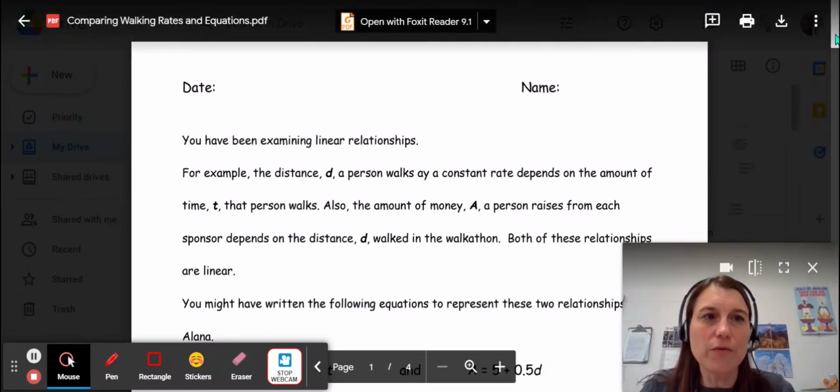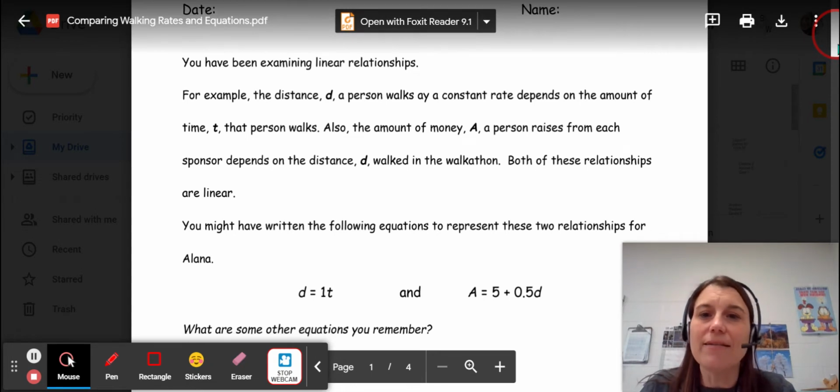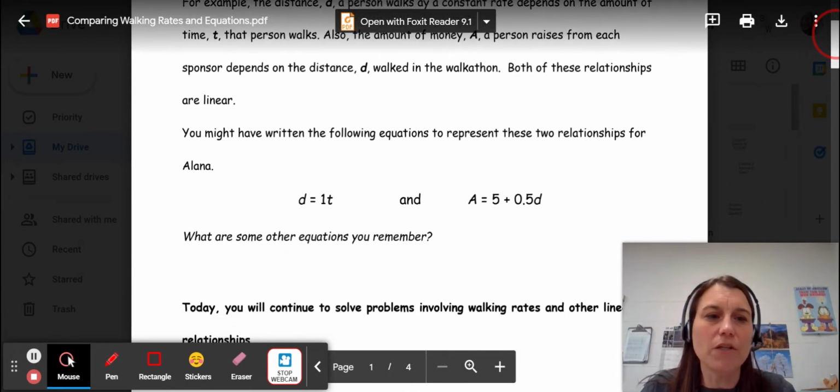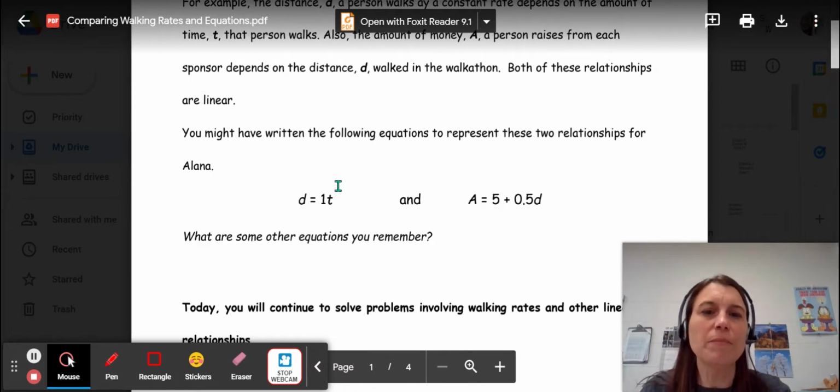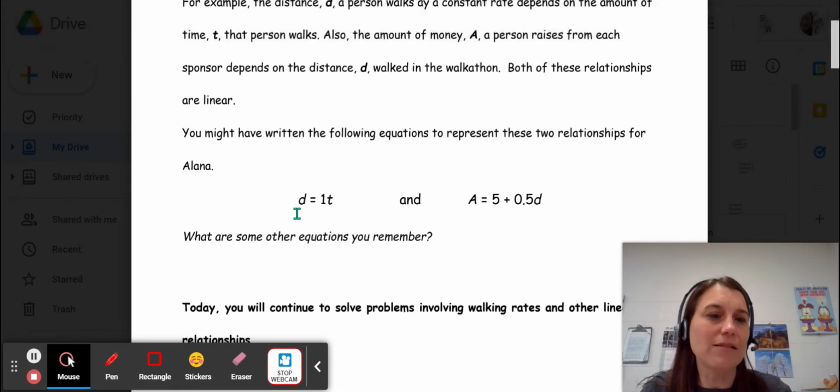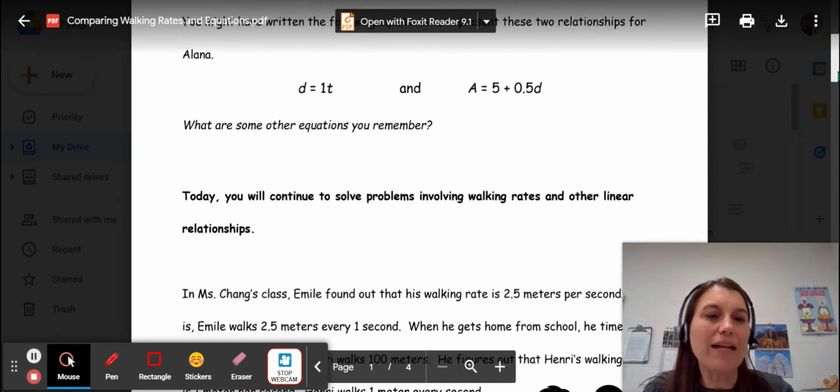This video is going to introduce a problem about two brothers who are in a race. And this first part of the worksheet just goes over some reminders of what we've done so far in terms of writing equations. We had distance equals the rate times time. We had another one where the amount of money equals the upfront fee or upfront donation plus the amount of the donation per kilometer times the kilometers. And we had some other equations too. So that's just a way to remember what we've done so far.